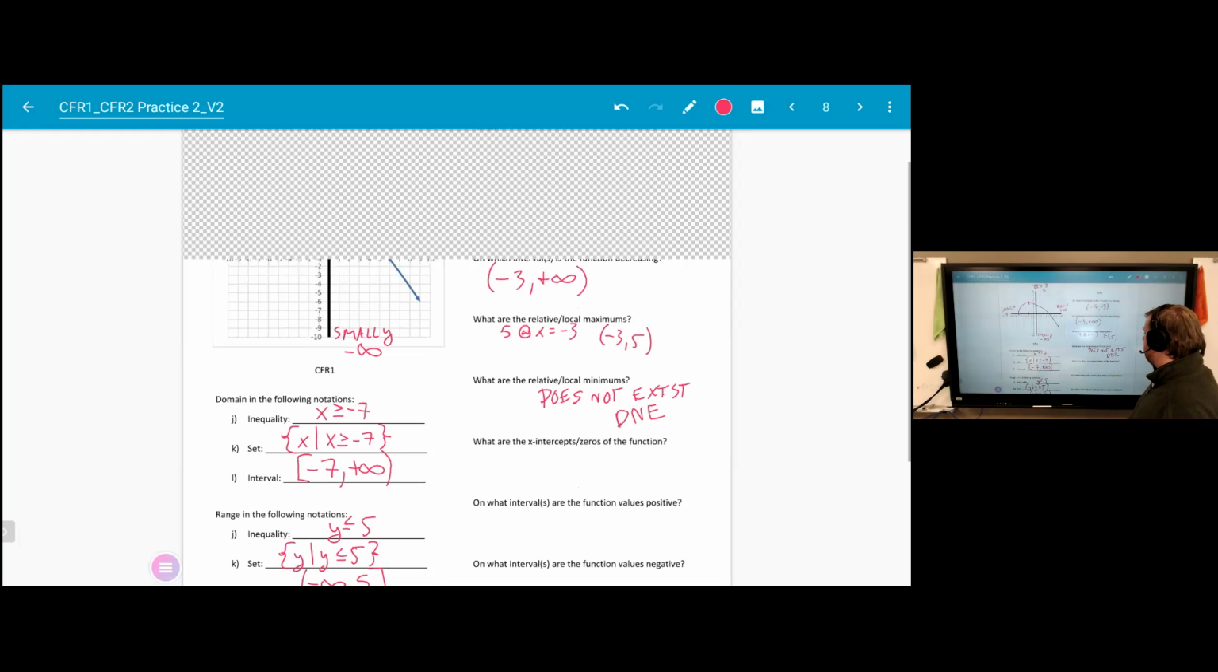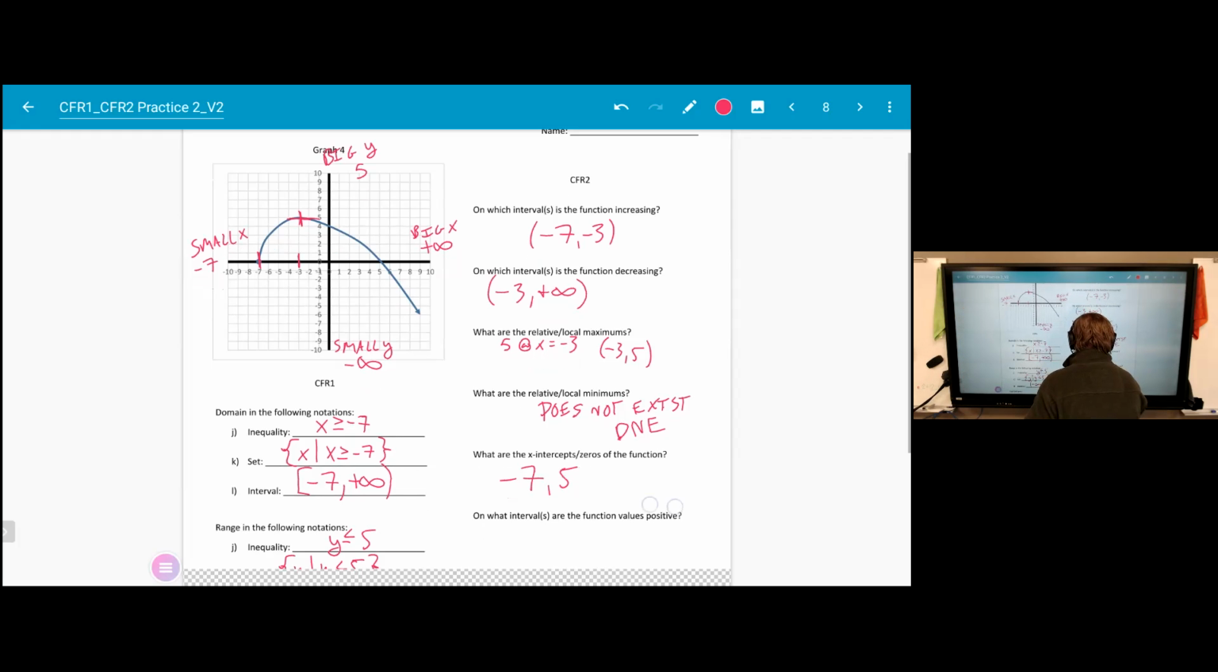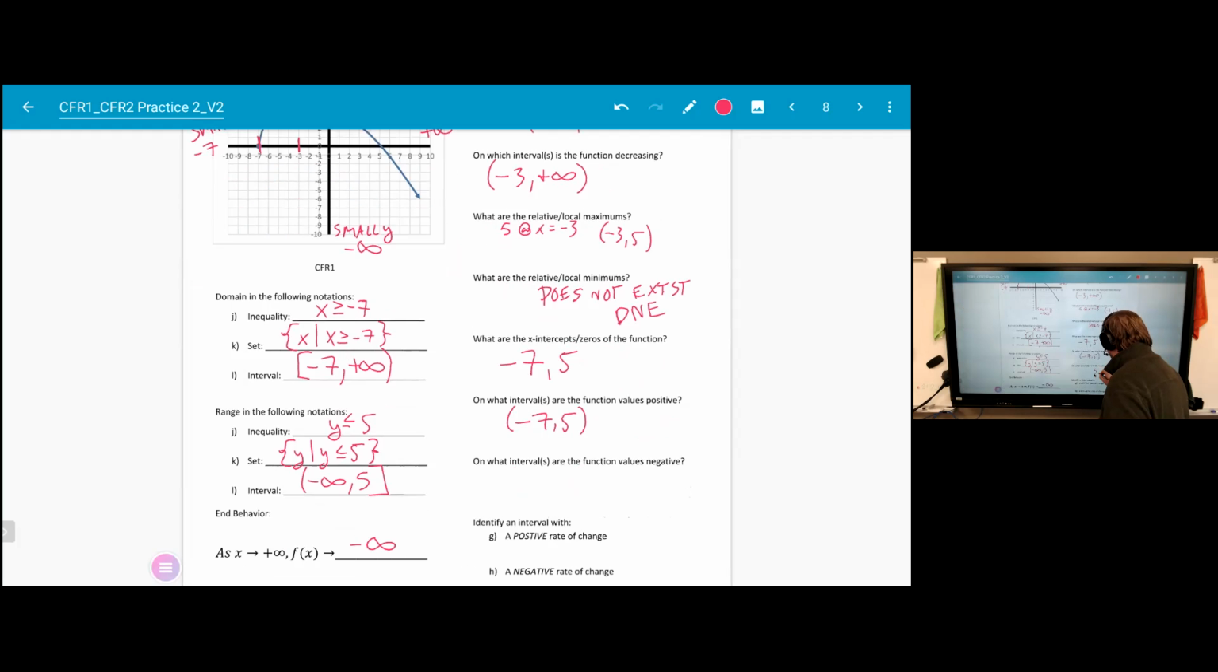What are the x-intercepts or zeros of the function? Where does it cross the x-axis? Well, it crosses at -7 and 5. And where is it positive? Well, it's positive from -7 to 5. And that's why we put parentheses around, because it doesn't include -7 this time. So it's positive from -7 to 5. And then it's negative from 5 to positive infinity.